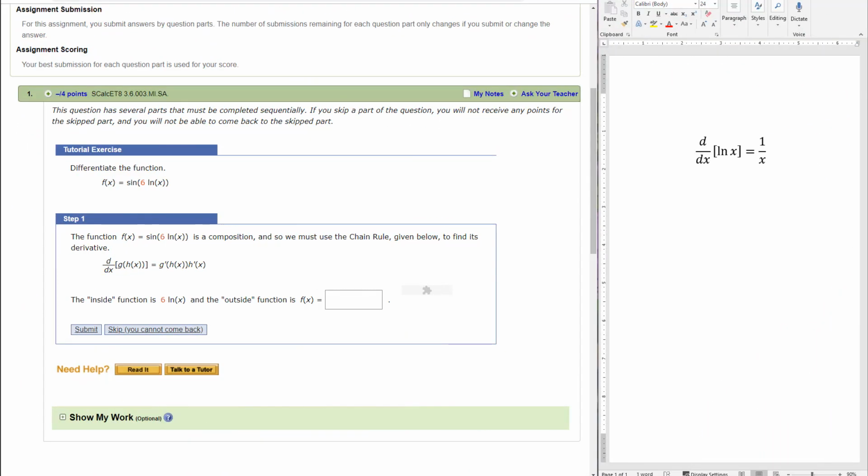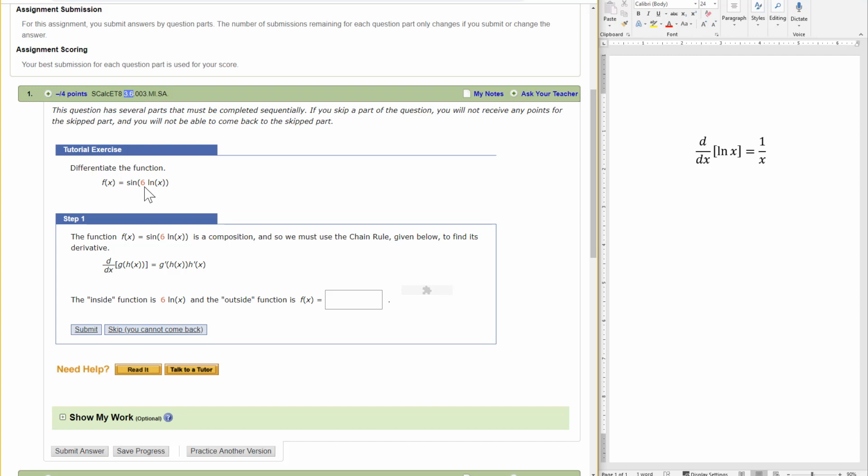This is a problem from your lab assignment, section 3.6. In this problem, they want us to differentiate the function, and the function is the sine of 6 times ln x. Sine of 6 times ln x.